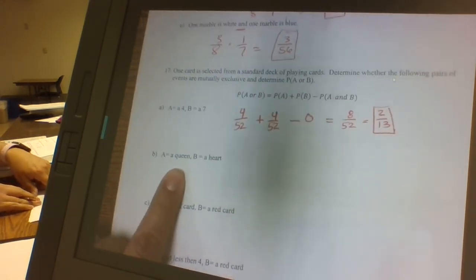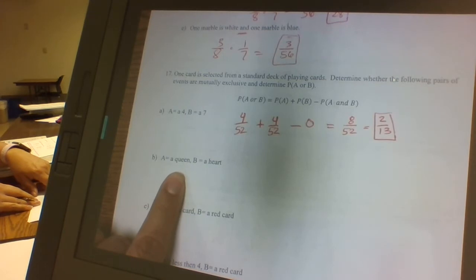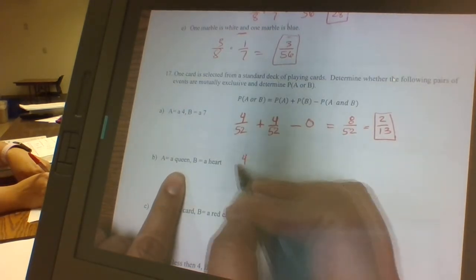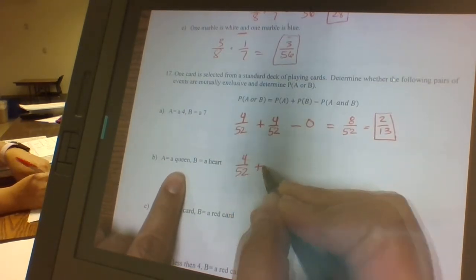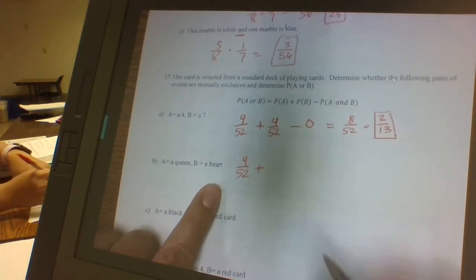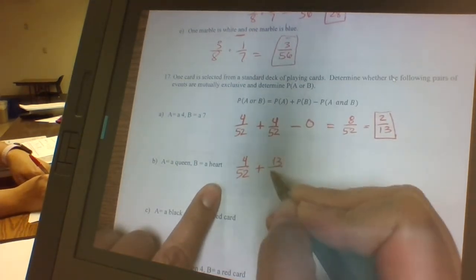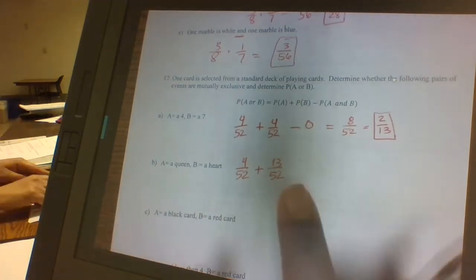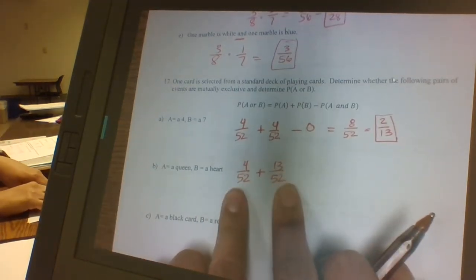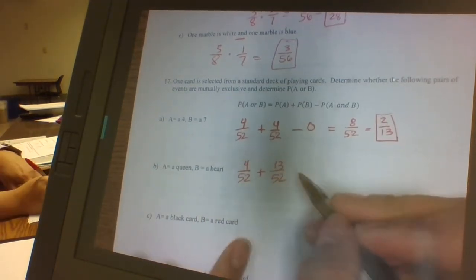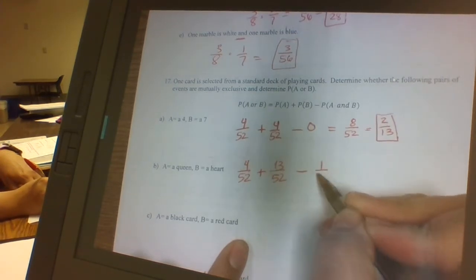What is the probability of getting a queen? How many queens are in the deck of cards? 4 out of 52. How many cards are hearts? 13 out of 52. Very good. Now, how many of these hearts are queens? 1. So we do a minus 1 out of 52.